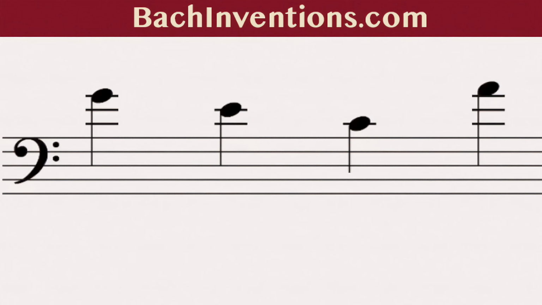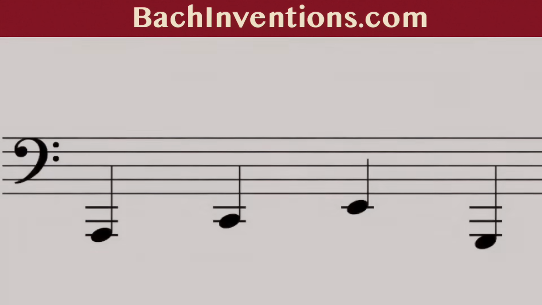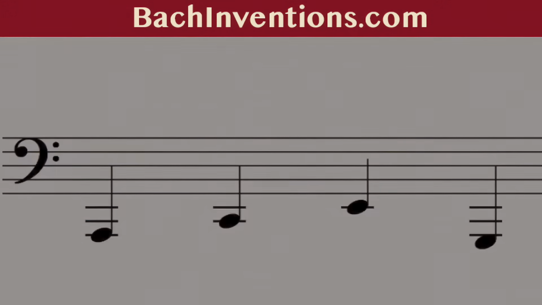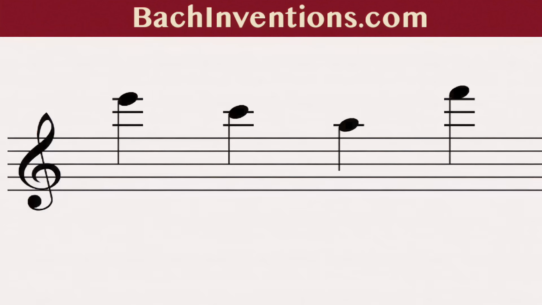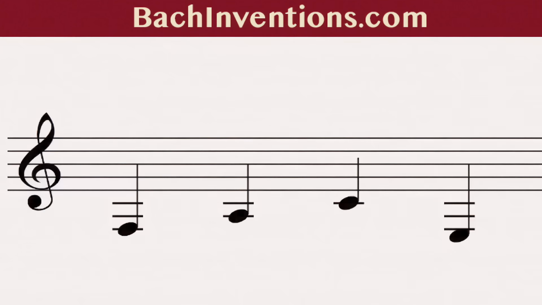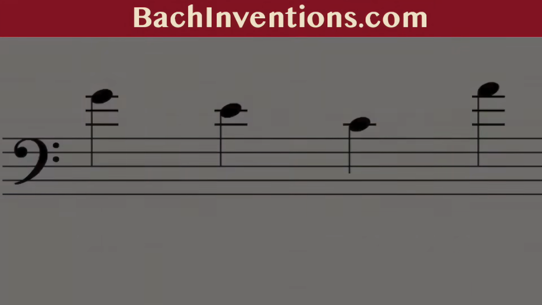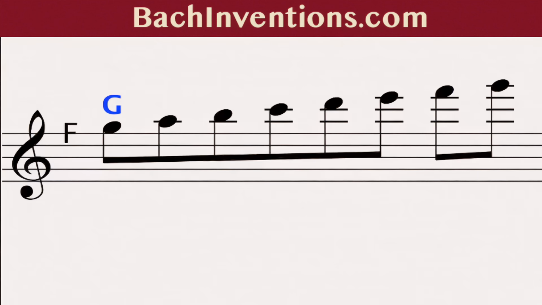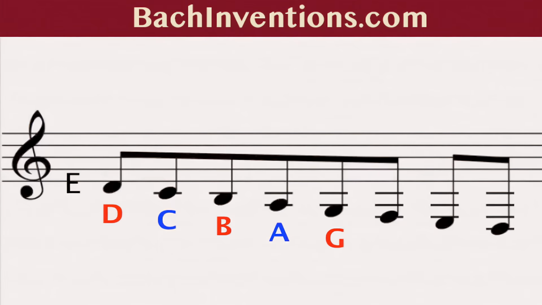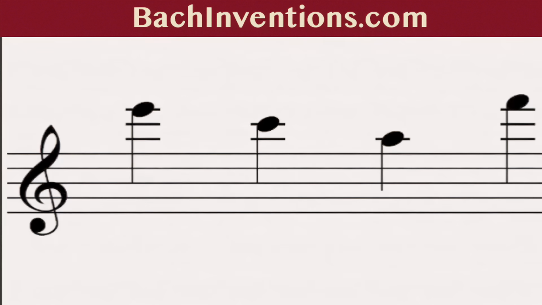The similarities I'm talking about refer to similar patterns below the bass clef staff and above the treble clef staff. The slow method of identifying a ledger line note is to simply count up or down from the top or bottom note. Now let's look at a much faster way to identify the ledger line notes.